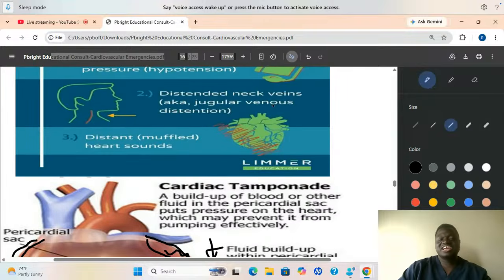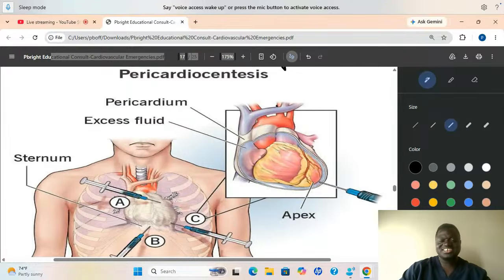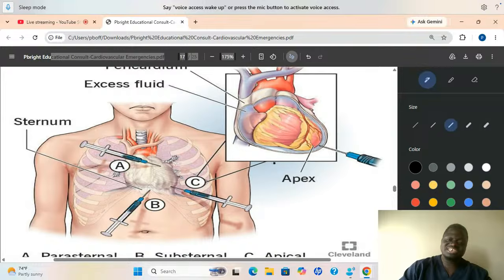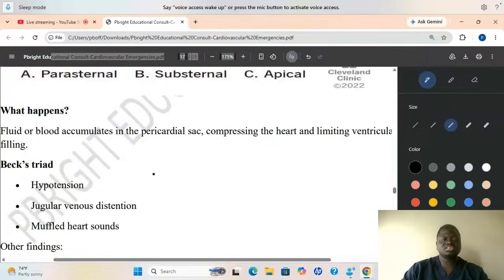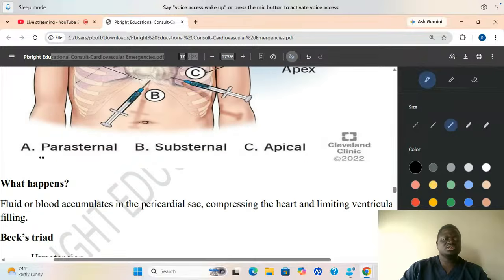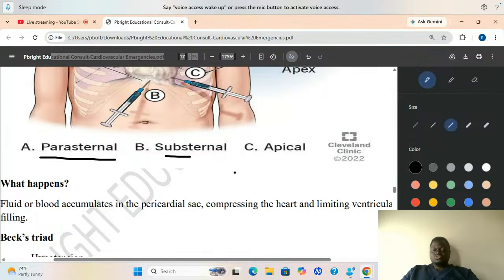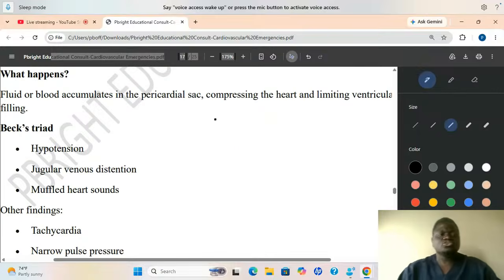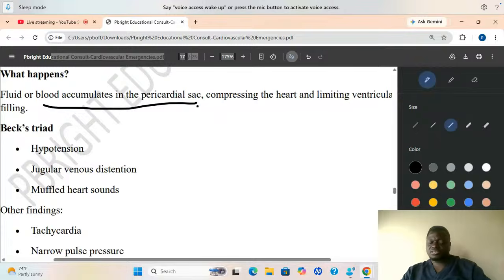So Beck's triad, you can't hide. Yes, so doctors will go in and drain. Some of them use syringes to go inside and drain the fluid. Yes, they know where to enter. Sometimes they go through the chest and suck all the fluid out. So these are the approaches. They can go parasternal, substernal, but NCLEX will not ask you any questions about it, so we don't have to waste our time here. Good. So fluid or blood can accumulate there and cause issues.